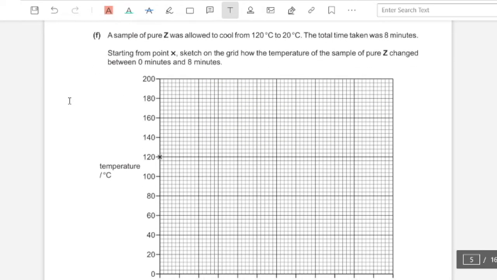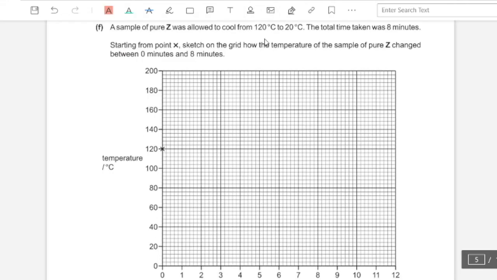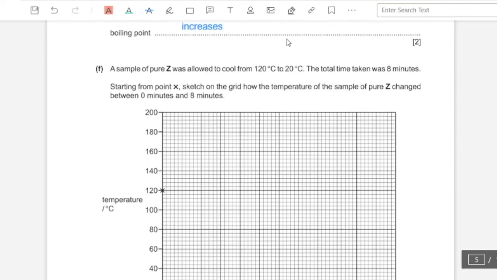F. A sample of pure Z was allowed to cool from 120 degrees Celsius to 20 degrees Celsius. The total time taken was 8 minutes. Starting from point X, sketch on the grid how the temperature of the sample of pure Z changed between 0 and 8 minutes. From 120 degrees Celsius, it is going to cool to 20 degrees Celsius.